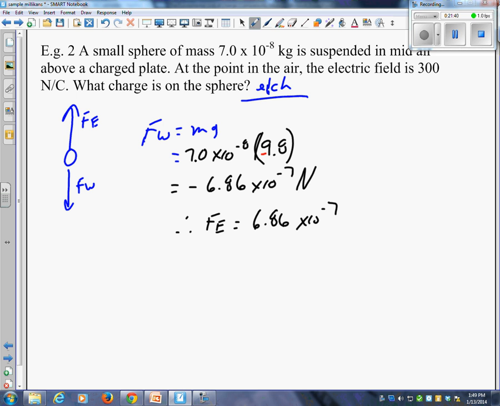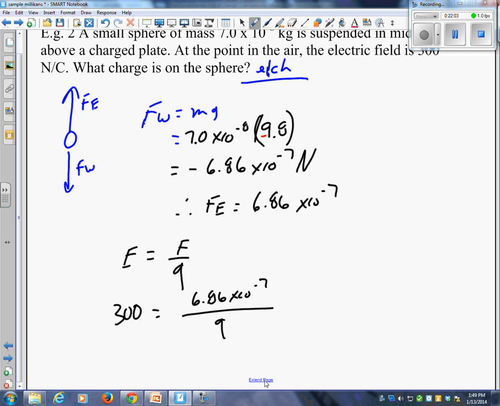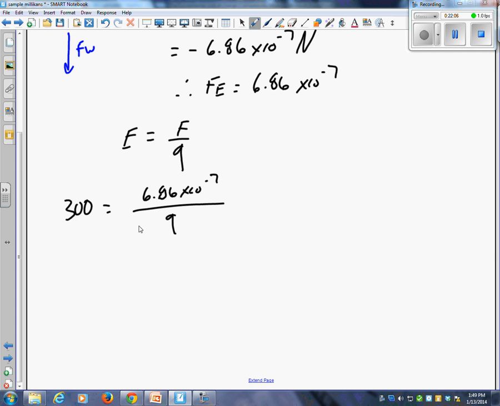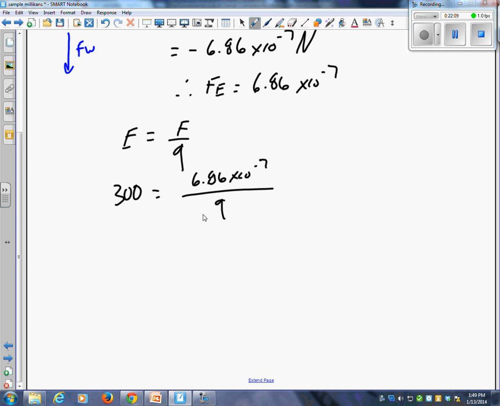Now I'm given the E value here, I'm asked to find the charge. E equals F over Q. My E value is 300. My F is 6.86 times 10 to the minus 7. Solve for Q. Here's where all that solving equation stuff that you learn in math class is so important. Right? Throw it in there. That Q and the 300 are going to switch spots, aren't they, right? Oh, for sure.